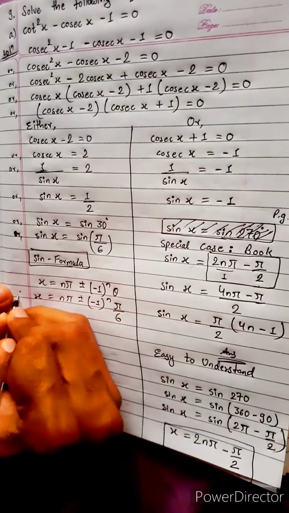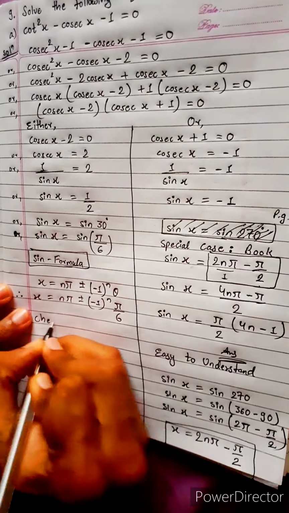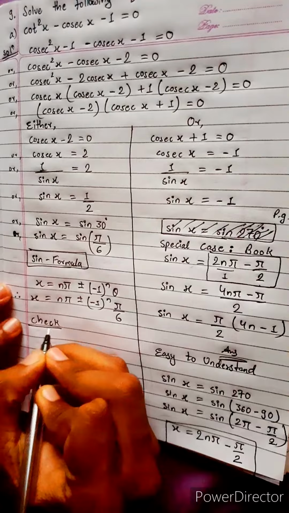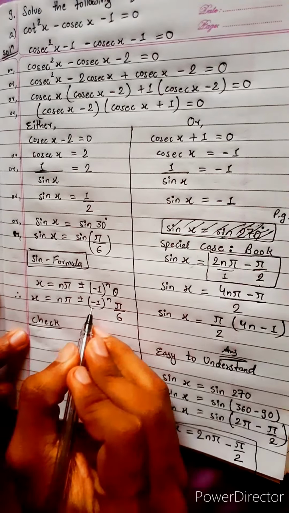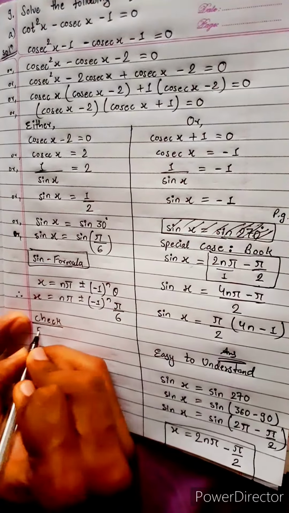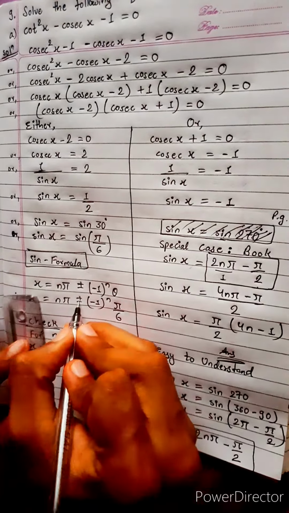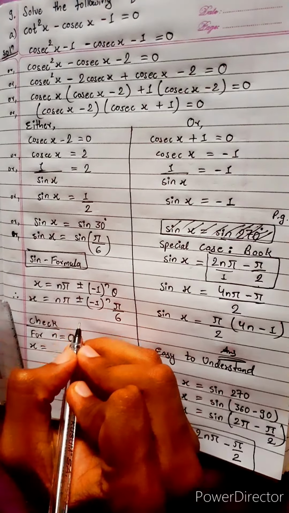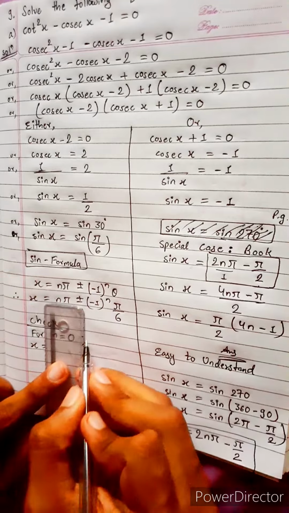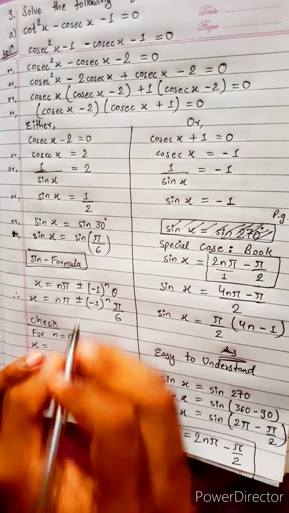And let me tell you one thing. For every question we have to check whether this satisfies the equation or not. For every question, let's check for n equals 0. For n equals 0, x equals n pi, which will be 0, plus also minus also. Plus minus means we have to check both plus and minus.